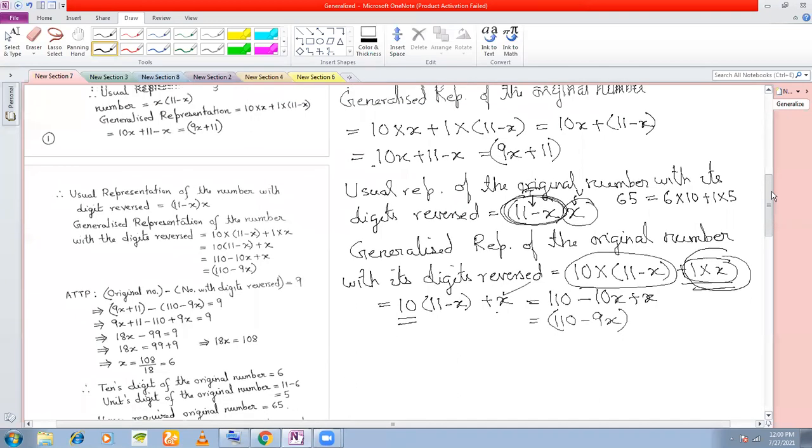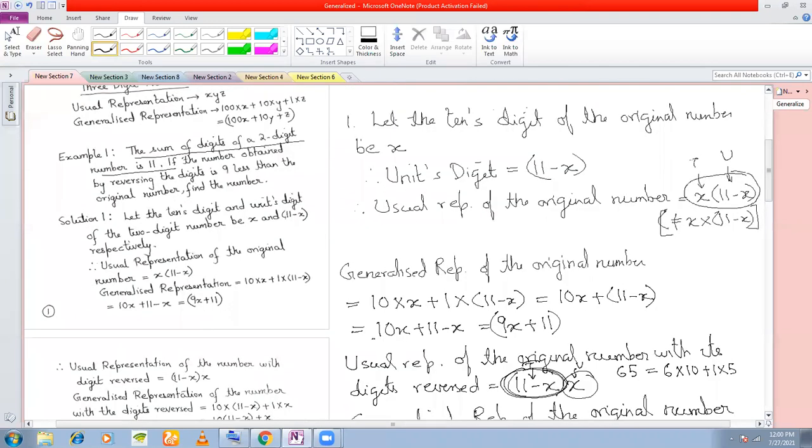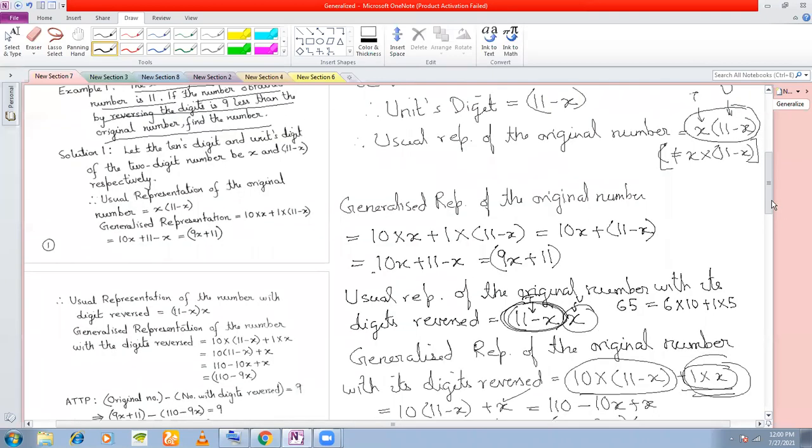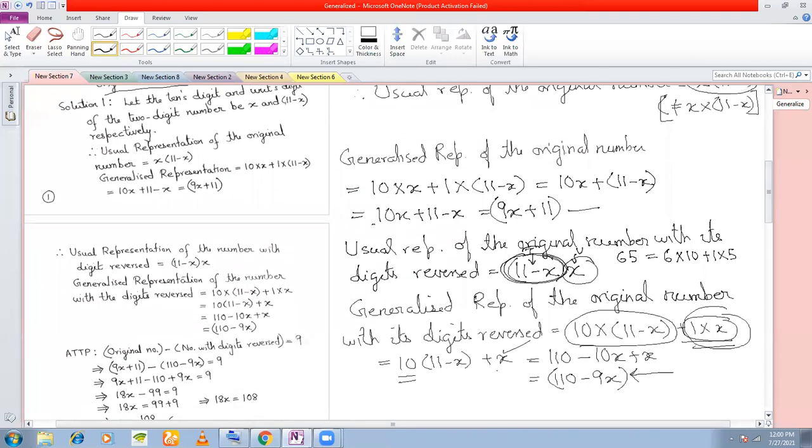Okay, so now let's see what is the condition given. If the number obtained by reversing the digits is 9 less than the original number, that is the number that you obtain after reversing the digits. What is the number that you're obtaining after reversing the digits? This. And what is the original number? My original number here was this one, right? That means the number obtained, this number is 9 less than this number.